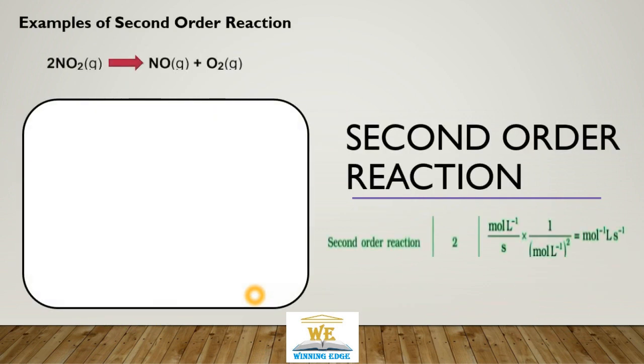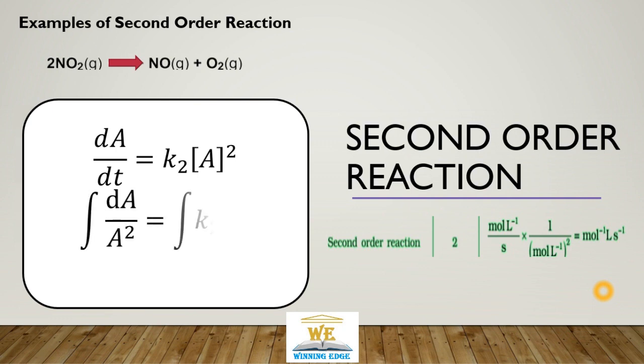Second order reaction. What is an example of a second order reaction? Decomposition of nitrogen dioxide into nitric oxide and oxygen. The rate constant has units of mole per liter per second divided by moles per liter squared, so this reaction rate constant will be per mole liter per second.